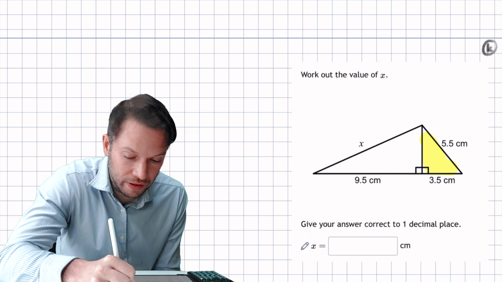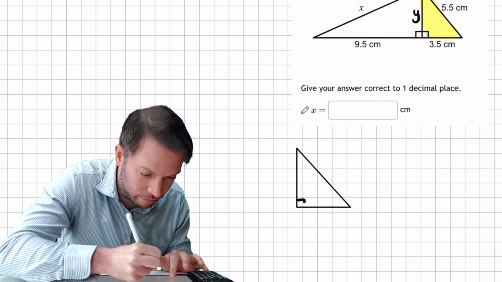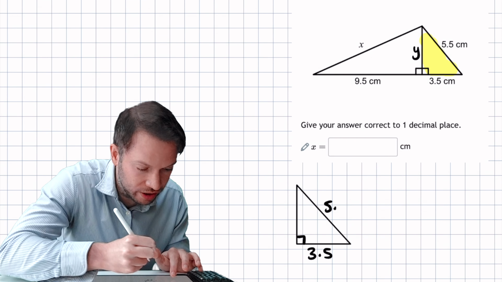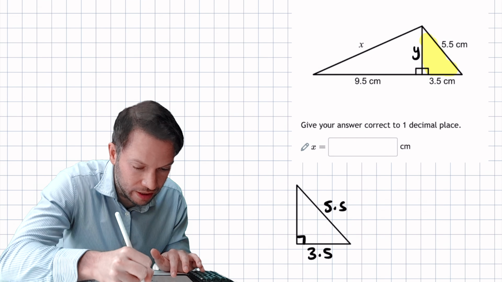So we've already used x in the diagram. So let's just use y instead, the next letter. So if I just draw out this triangle separately, we've got the 3.5 centimeters at the bottom. We've got the 5.5, which is the hypotenuse. Remember, this is the yellow triangle, and the y is this height.